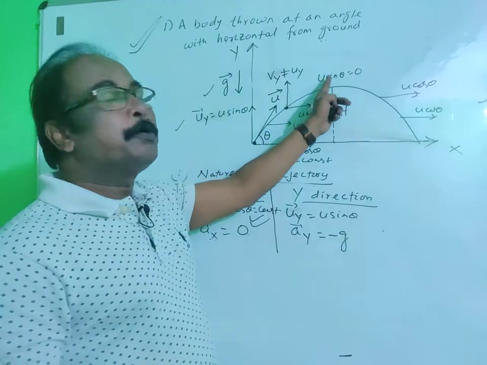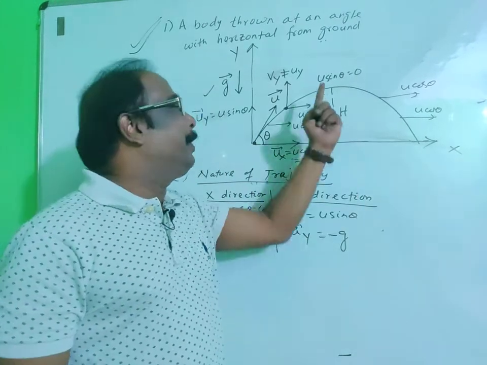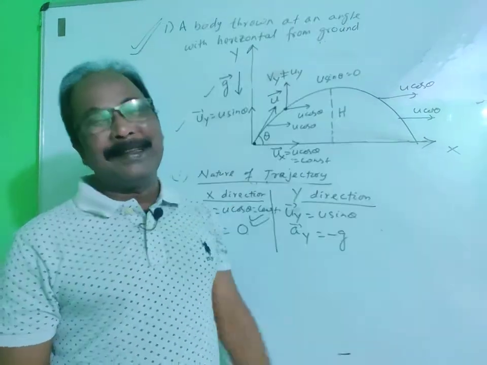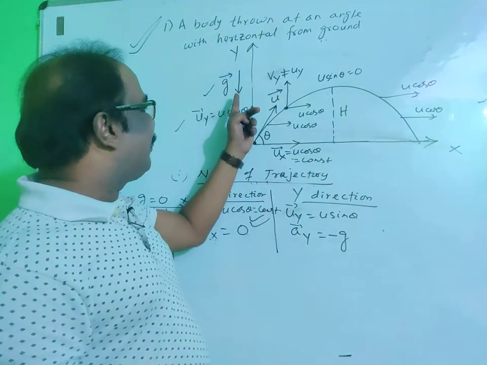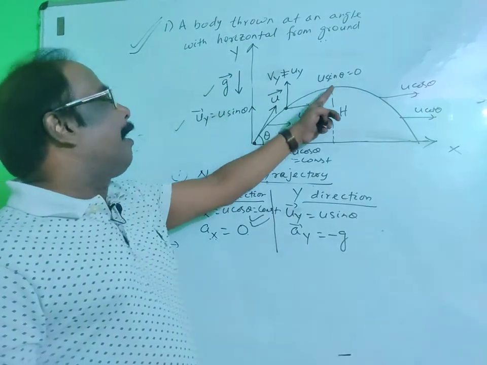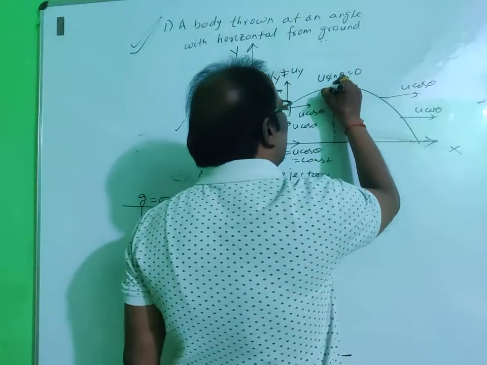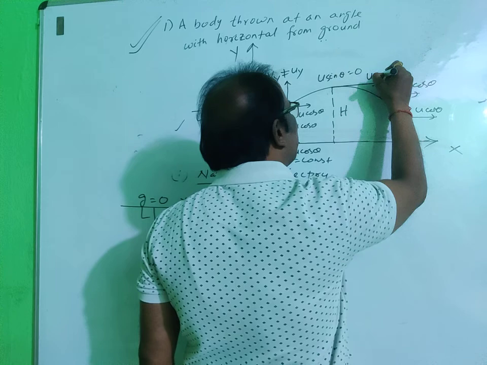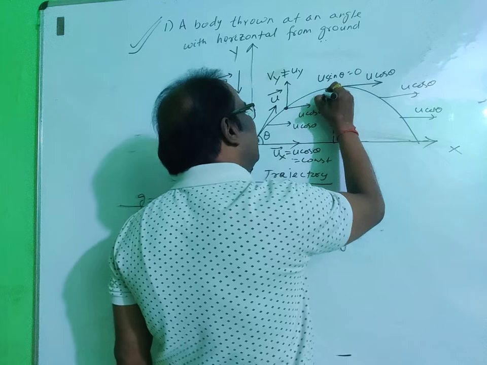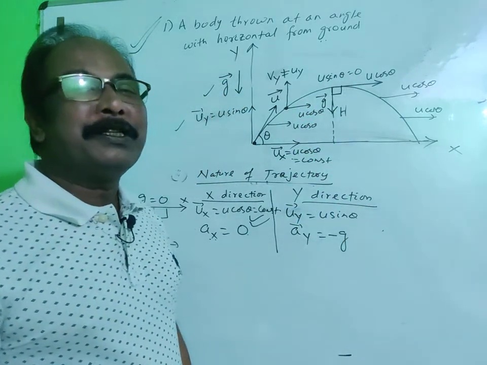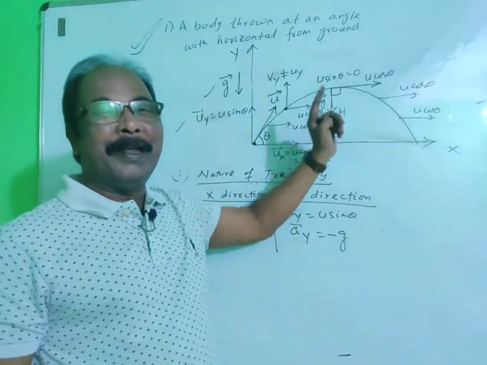But here, u sin theta is zero. If u sin theta were not zero, the body would move again in the upward direction. U sin theta takes the body upward and it is retarded due to gravity. At the highest position, u sin theta is zero, so only one velocity exists, that is u cos theta. But acceleration due to gravity is vertically downward. See, this is the position where velocity and acceleration are perpendicular to each other.